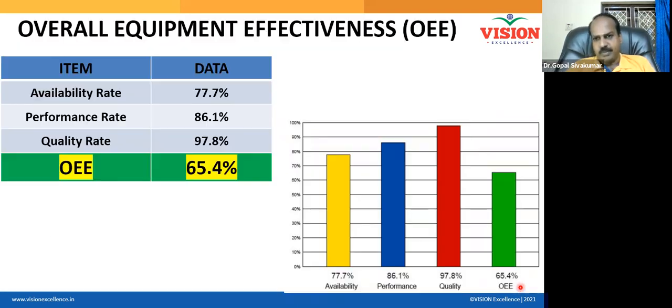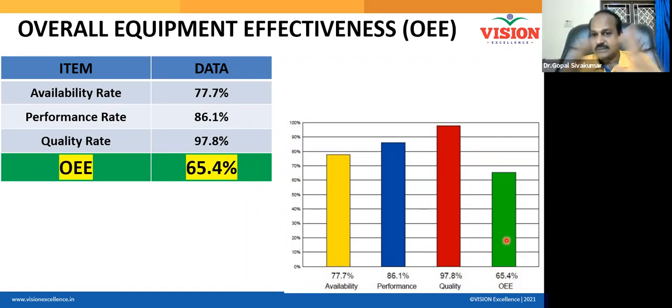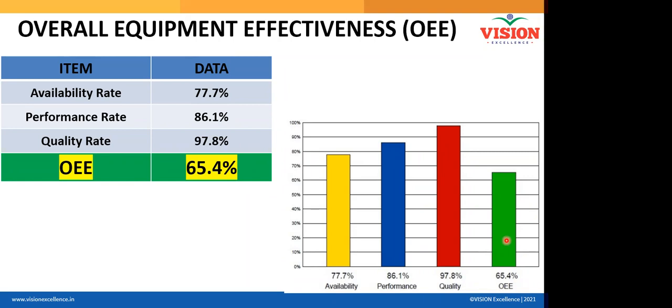Typically for any factory, overall equipment effectiveness is required to be 80% or 85% and above. If you make it close to 100%, fantastic. But at least it should be 80% and above. Now, what is the OEE in this particular factory? 65.4%. You now understand enormous opportunity exists for improvement in the factory. Am I correct? Yes, sir. You can improve your factory.